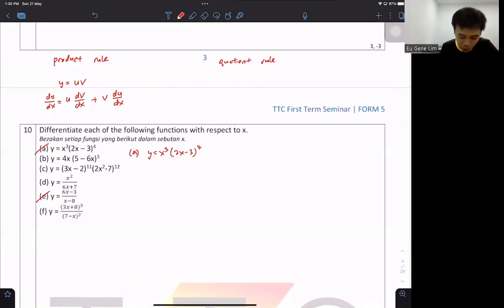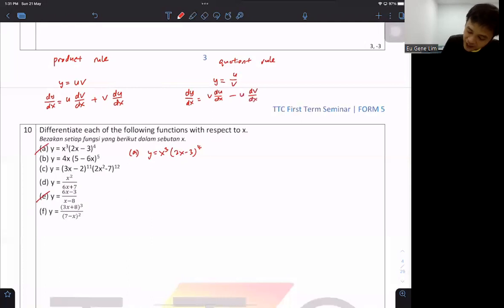Quotient rule is for question E. This kind, when you have up and down, on top you have x, at the bottom also you have x, then you have to use quotient rule, okay? Quotient rule formula I also give you, okay? y equals u over v. Then dy/dx is (v du/dx minus u dv/dx) over v squared.